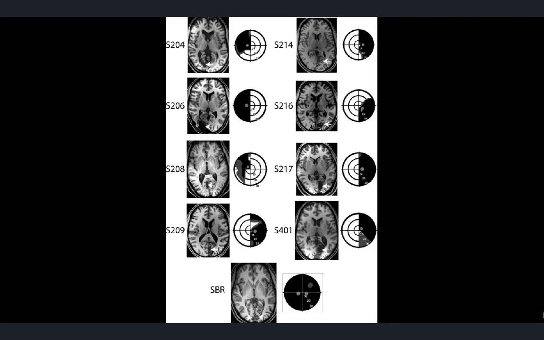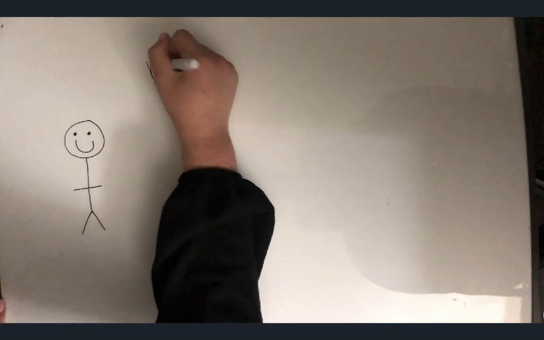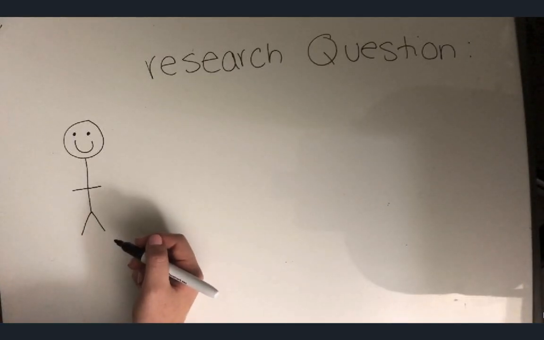The patients in the study have hemianopia, which is blindness in about half the visual field, usually on one side of the vertical midline. This can be seen here with the blacked out parts of the visual field. As you can see here, SBR is completely blind and is completely blacked out. Unlike the majority of research on SBR, this paper will study SBR's case in comparison to patients with unilateral damage to the V1, as well as healthy control participants.